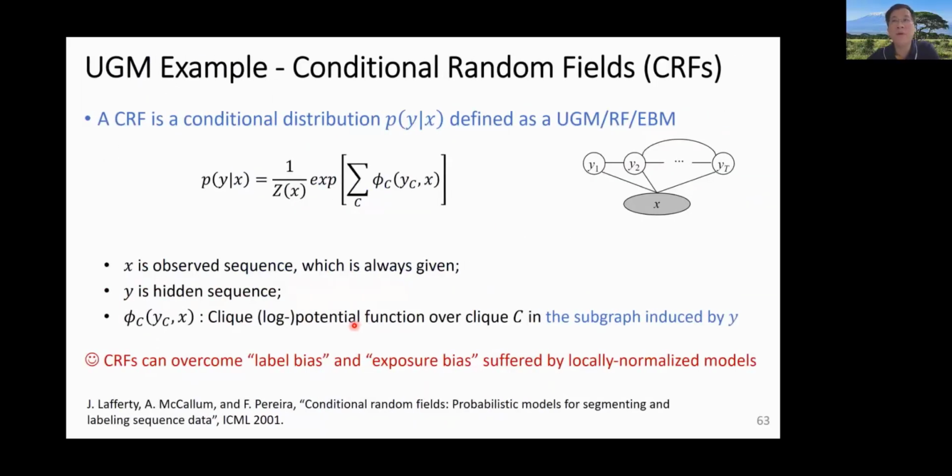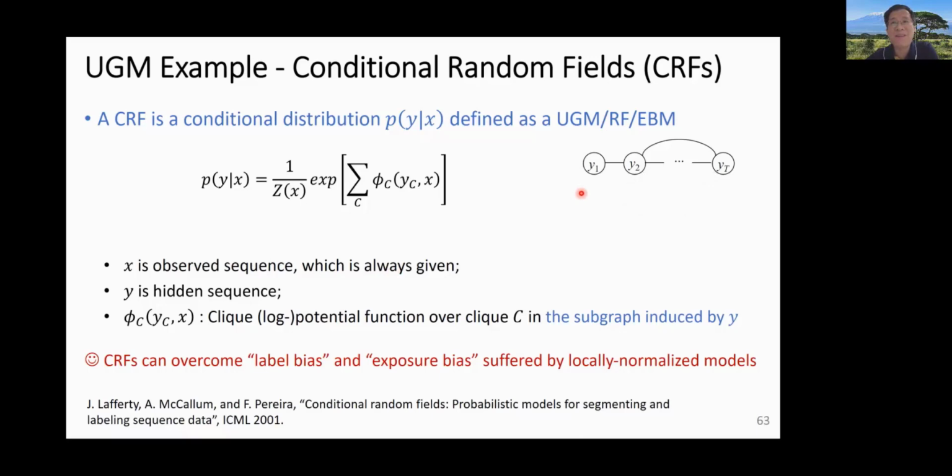Okay, in general, a CRF is a conditional distribution P of y given x defined as an undirected model. The conditional distribution is defined to be proportional to the exponential of the sum of potentials over cliques. X is the observed sequence, which is also given. Y is a hidden sequence, and since X is given, it can be removed from the graph, and we consider the subgraph induced by Y.